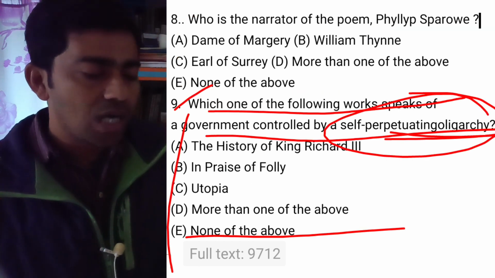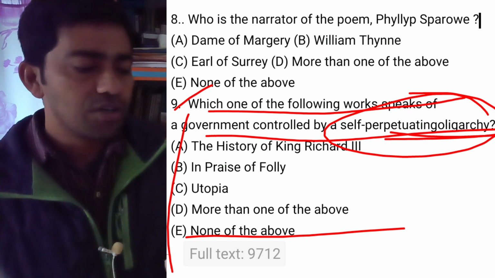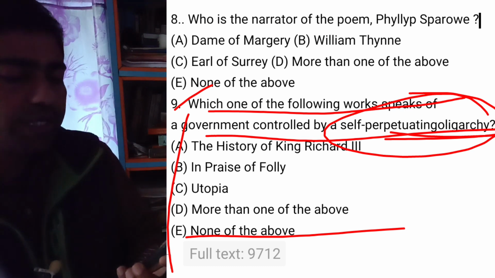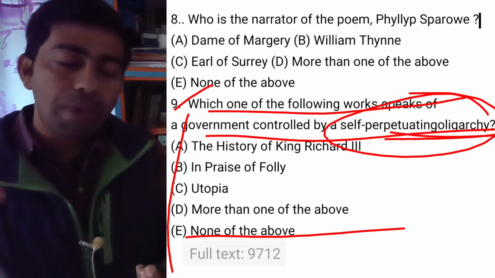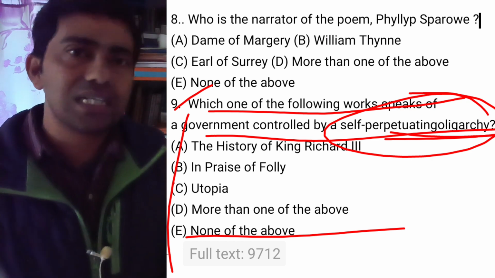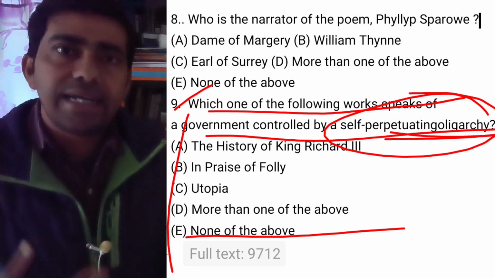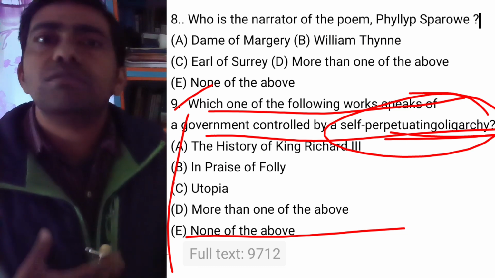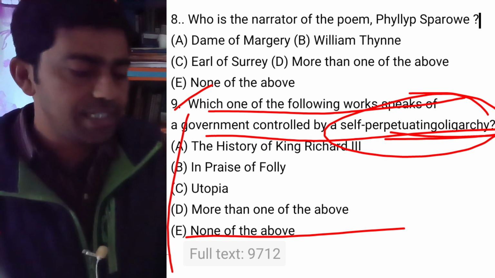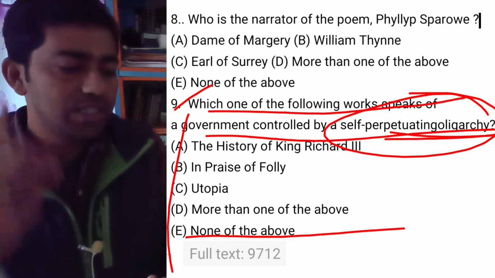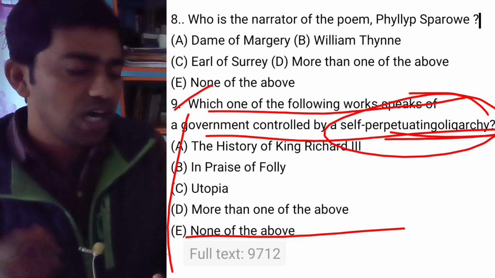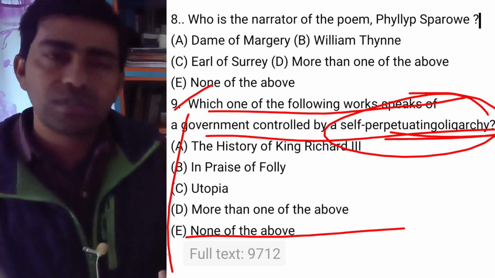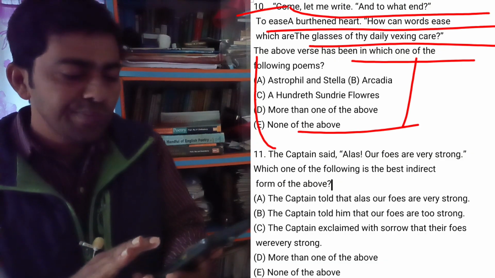Which one of the following works speaks of a government controlled by a self-perpetuating oligarchy? A government that declared itself to be the supreme authority. Who was the king? The History of King Richard III, In Praise of Folly, Utopia, more than one of the above, none of the above. Question number 10.